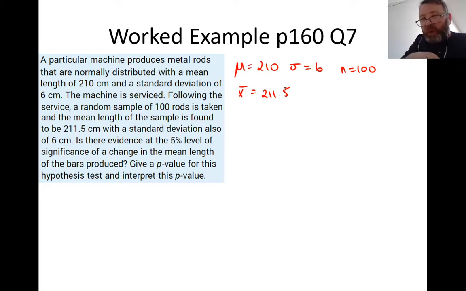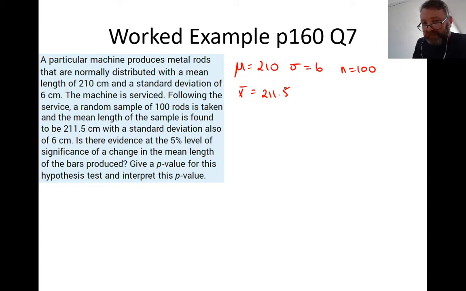Now, first of all, what data have we just been given? We've been given two population parameters, namely the mean of the population and the standard deviation of the population, but we've also been given some statistics about the sample: n equals 100, x bar equals 211.5, and the sample standard deviation is also 6. So you have to figure out where you are going to use these. If you remember, you're going to use them in order to calculate the z-score of 211.5. Is there enough evidence at the 5% level of significance of a change in the mean length?